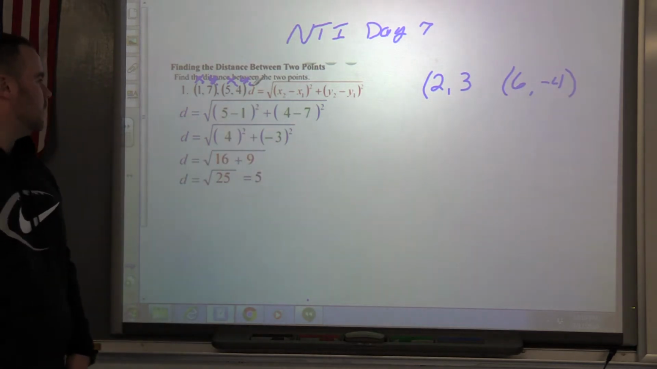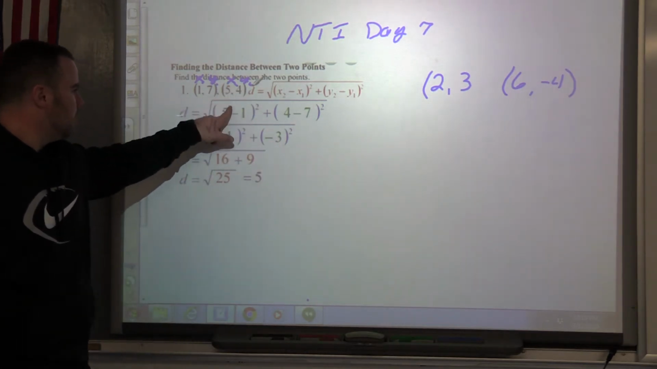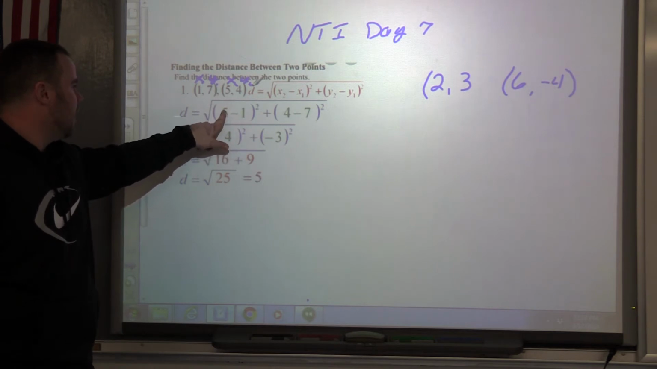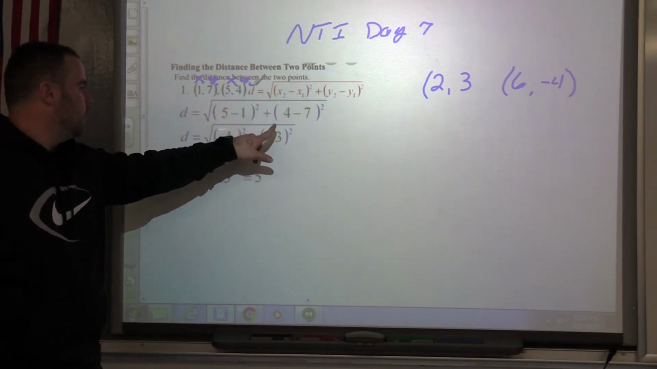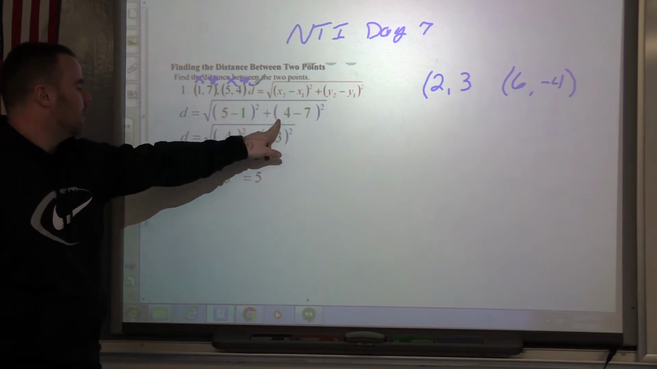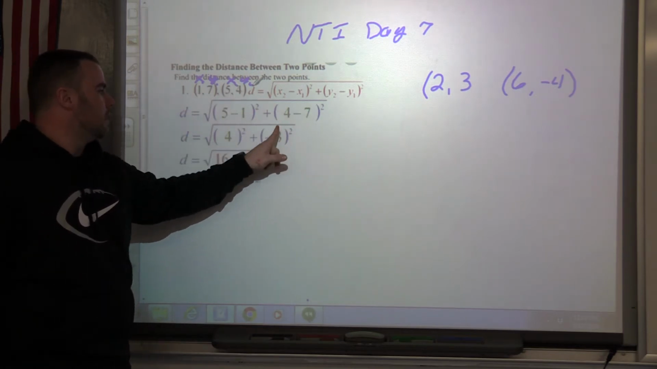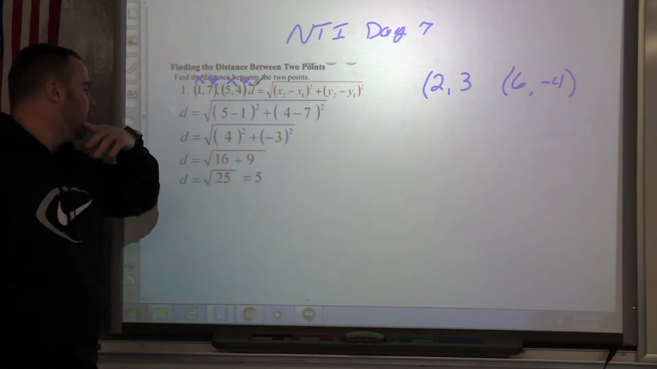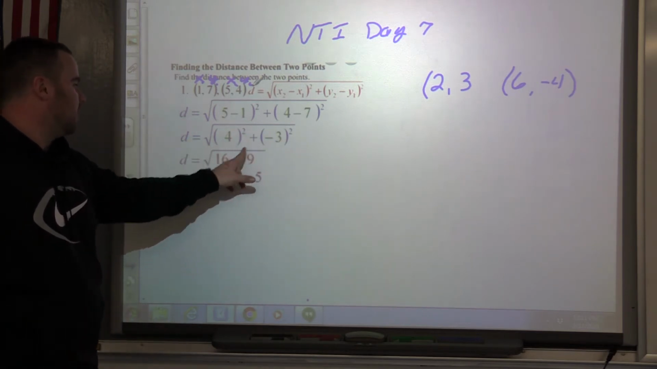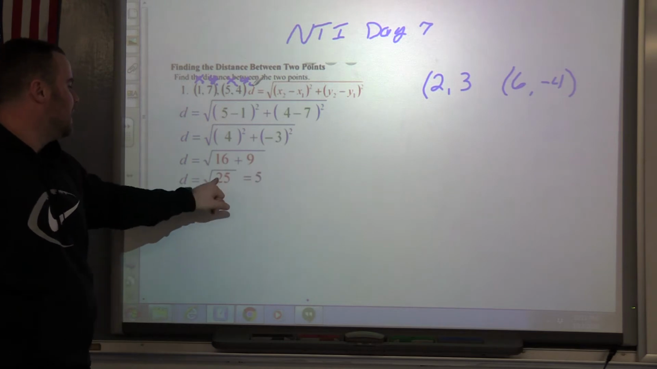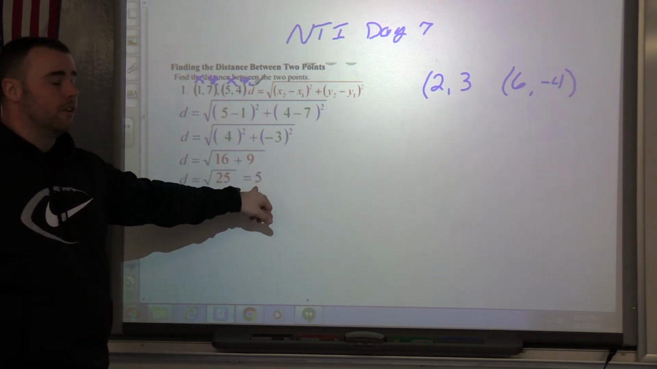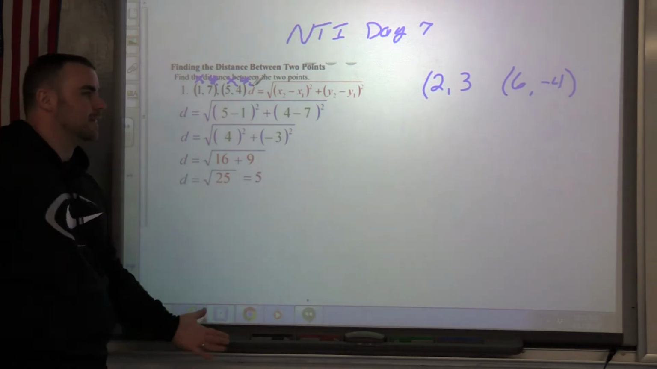All right, so once you do this, you plug it in. You do 5 minus 1 squared, which is 4 squared, okay? And over here they did 4 minus 7, which would be negative 3 squared. In order to do that, they did 4 squared is 16, negative 3 squared is 9. They gave me 25. They took the square root of 25 and they got 5. Okay, that's a pretty easy example.